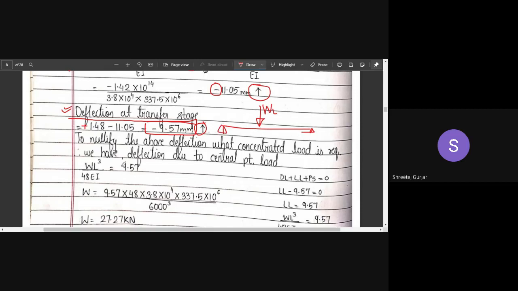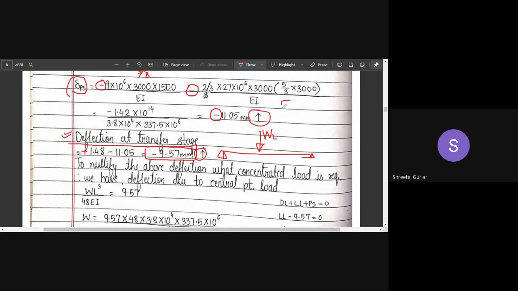Okay. So what is the formula if you have a concentrated load? Can anyone tell me? Can you recall? Sir, WL into L cube. WL into L cube, you are telling me? Yes, sir. Divided by 48 EI.